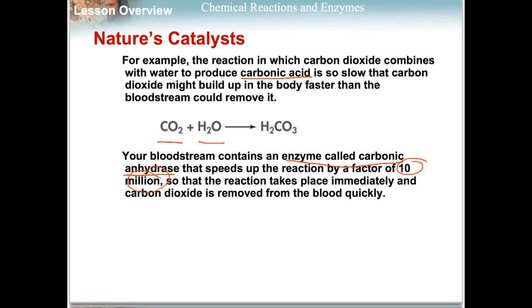And so that makes this reaction occur very quickly, and it allows you to rid your body of the excess carbon dioxide, and therefore your blood is going to maintain its normal pH level.